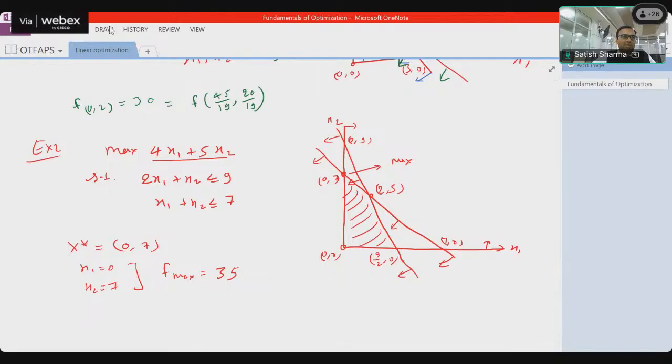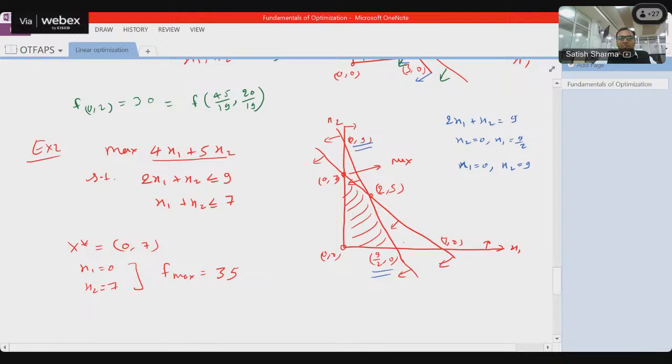Okay, let me change the color. The first inequality's constraint, I will make it like this: 2x1 plus x2 equals 9. If I put x2 equals 0, the x1 value will be 9 by 2. So this is the point here, 9 by 2 comma 0. If I put x1 equals 0, x2 will be 9. So this is another point, and it's a straight line.